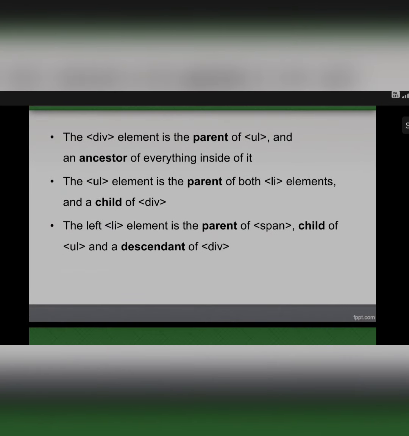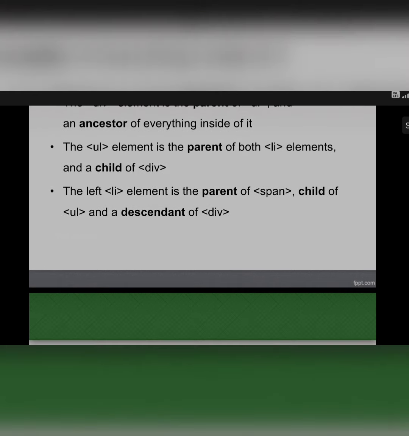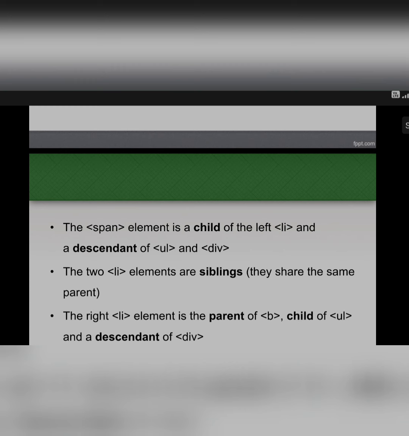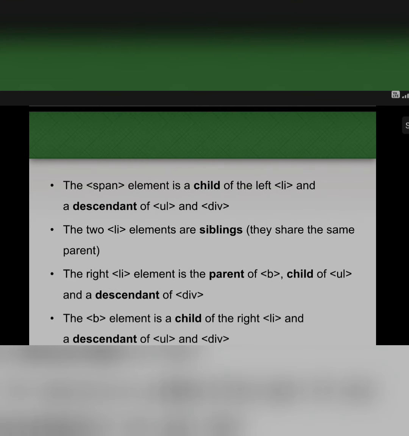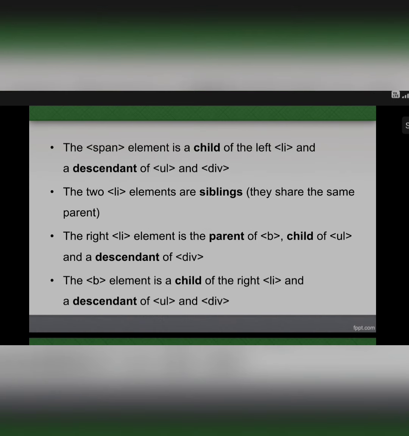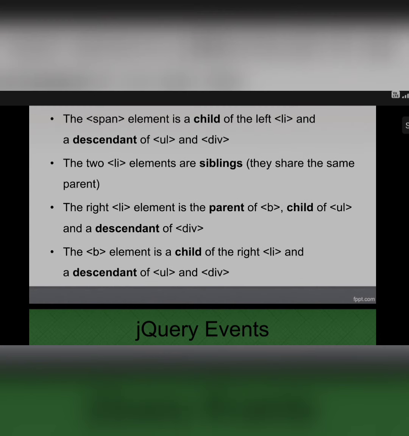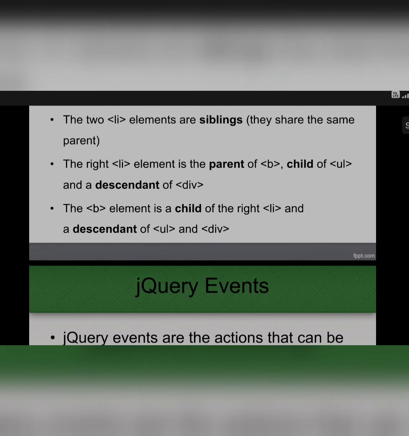The div element is the parent of ul and an ancestor of everything inside of it. The ul element is the parent of both li elements and the child of div. The left li element is the parent of span, child of ul and a descendant of div. The span element is the child of the left li and a descendant of ul and div. The two li elements are siblings, as they have the same parent. The right li element is the parent of b, the child of ul and a descendant of div. The b element is the child of the right li and a descendant of ul and div.